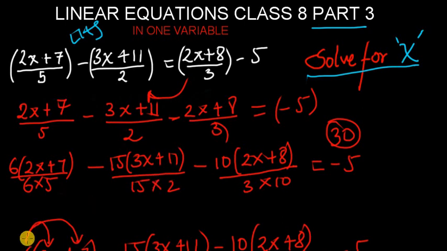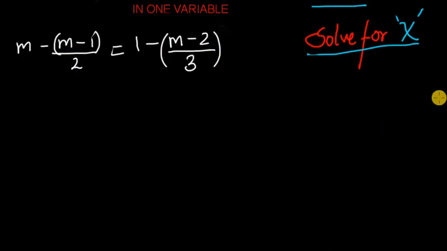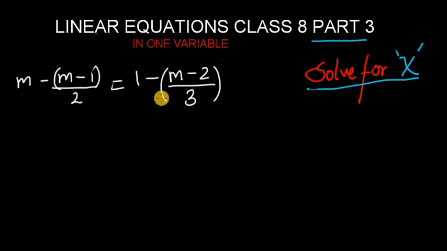Now let's go to the next equation. This is the second problem, where we have to solve for x. Here is the problem: (m minus 1) divided by 2 equals 1 minus (m minus 2) divided by 3. Our main goal is to solve for the variable. For this, we are using the transposition method. Here is a variable term, so we have to shift it to the left hand side. Here it is minus (m minus 2) divided by 3, so it will go as plus (m minus 2) divided by 3.